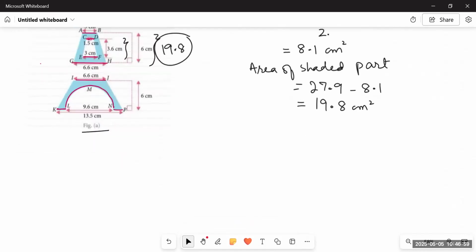Next, we have again a trapezium and a circle inside of it. So first we are going to find the area of the trapezium, which is IJKP.